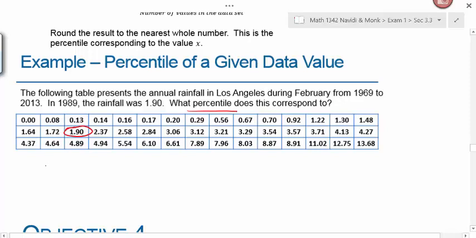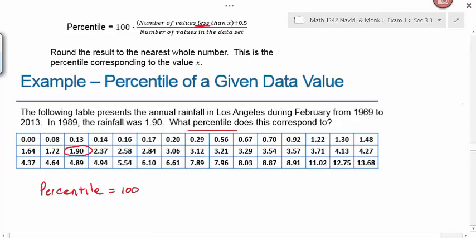So the formula is my percentile is equal to 100 times, and I'm not going to write this down again, it's up here. How many data values are less than 1.9? Well, there's 15, so 17, and then we have to add a half to it, so that's where we get the 17.5 from, divided by how many data values do we have in total? 45. We have 3 rows of 15. If we put this into our calculator, what do we get? We get 38.9.